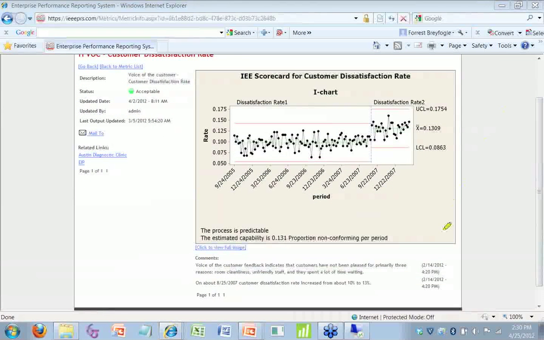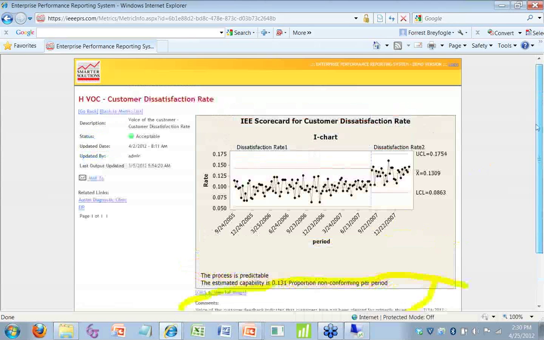Okay, so if we notice down here, we can add some comments, because the information that's most useful is to find out what customers are really saying. Well, they've had issues with the room cleanliness, unfriendly staff, spent a lot of time waiting. Okay, so that's given us a clue what's happening within our process. Because what we really want to do is try to understand what we might do to actually improve our financials.